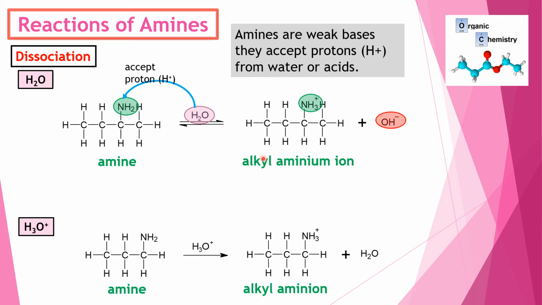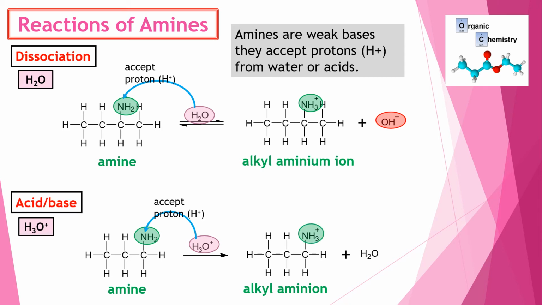So the next type of reaction is just an acid-base reaction. If we assume that an amine is a base, it's going to react with hydronium ions, or H3O+ ions, or acids in the same way that bases do. That means it's going to accept a proton and the acid is going to lose its proton. So our hydronium ion will donate the proton here and it will in turn become water, and again the amine will become an alkyl aminium ion. It's important to remember what the other product is that's been formed, and that is water in this case.